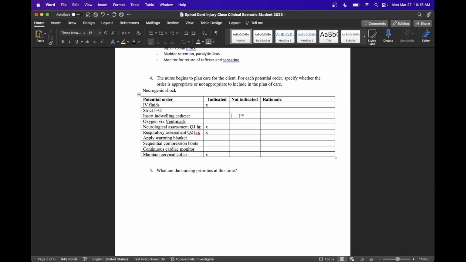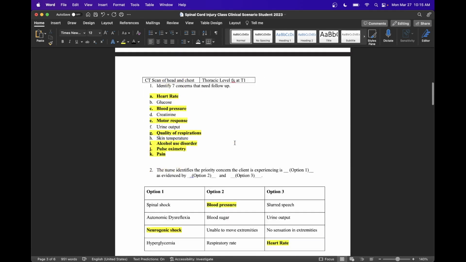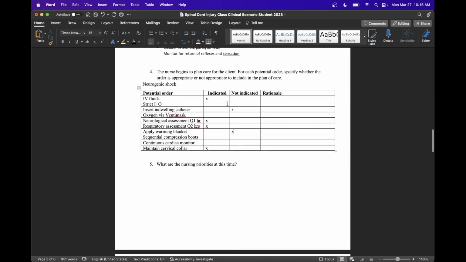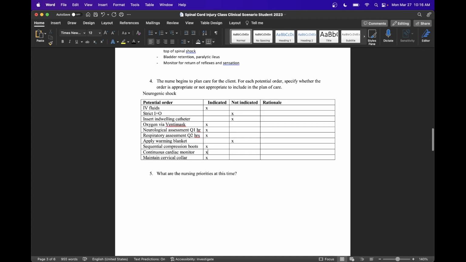Okay, so we begin to plan our care for the patient. For each order, specify whether the order is appropriate or not appropriate. IV fluids? Yes. Why? Because of his blood pressure and his MAP, he's in neurogenic shock. Atropine? Yes. Insert indwelling catheter? Yes. Oxygen via Venturi mask? No. Who's got time for that, right? Do we need a specific amount at this moment in time? No. What's our issue? We need to get it on because the sats are low, right? He's 92 on 4 liters.